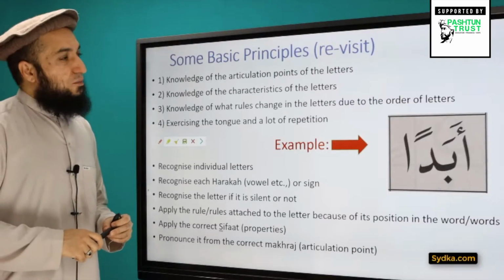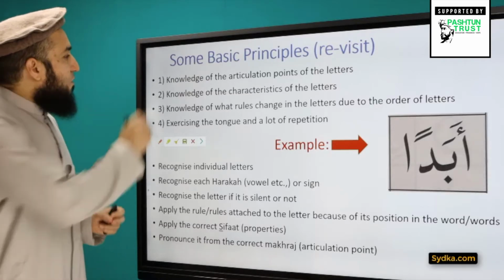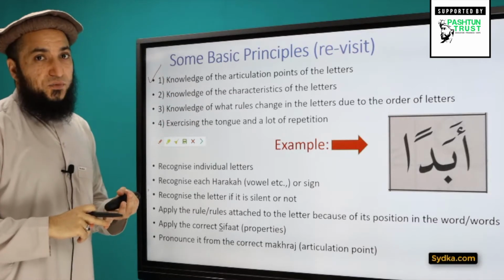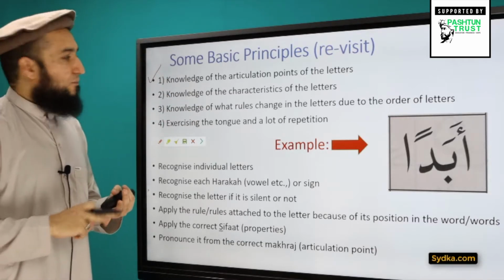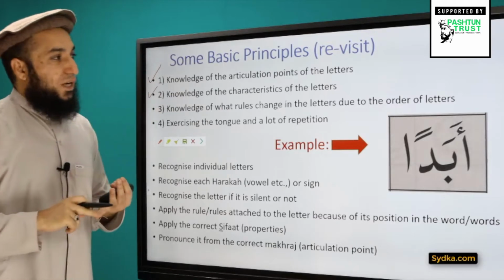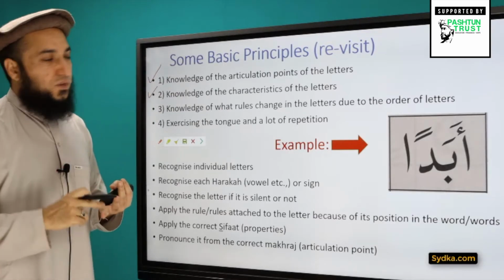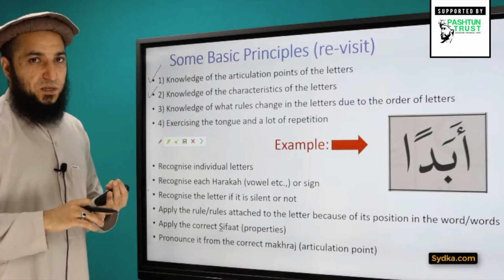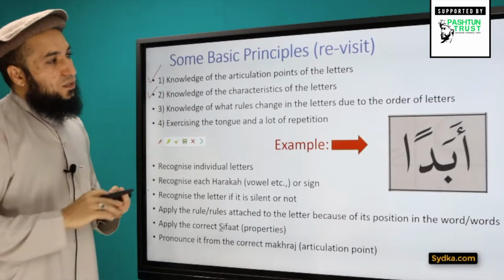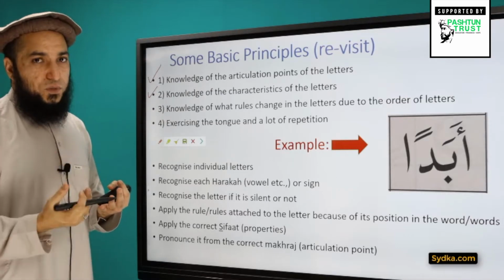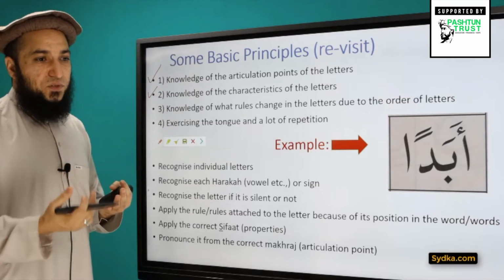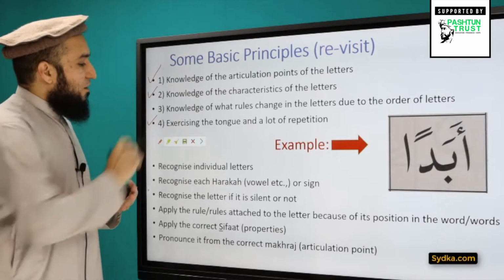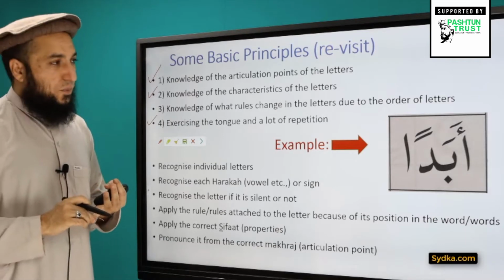So we are revisiting some of the principles that we have studied before. The first one is we need to have the knowledge of articulation points for each letter. The second one is we need to know the characteristics of each letter, the sifat of each letter. We have studied only a few of them so far, but we will study the rest in advanced level. The third one is the knowledge of rules attached to individual letters because of their position in a word or words. The fourth one is exercising the tongue and a lot of repetition.